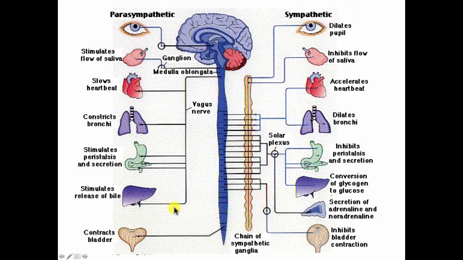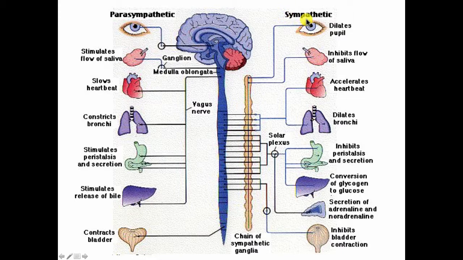In the parasympathetic system, the ganglia in which the pre- and postganglionic neurons synapse are generally situated either very close to the organ that they innervate or within the organ that they innervate.